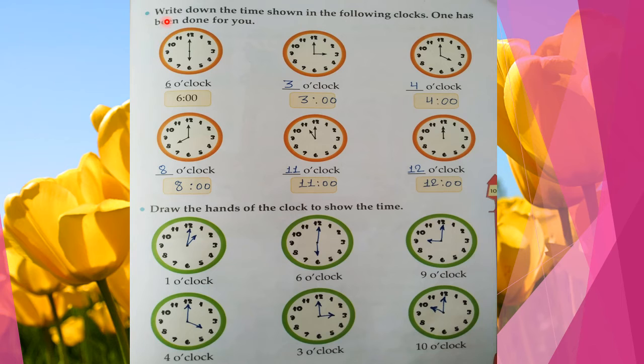Here, next question. Write down the time shown in the following clocks. One has been done for you. Class, in this question you have to write the timing. Okay, what is the timing on this clock.